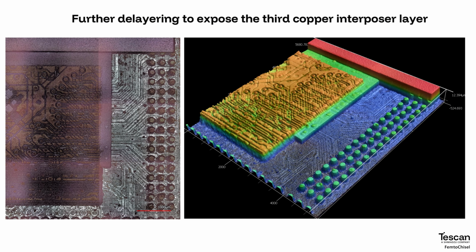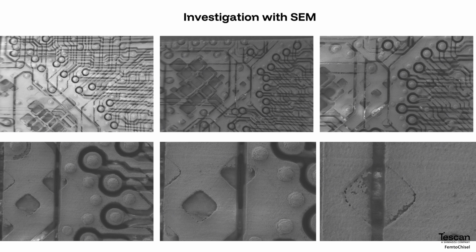Further delayering brings us to a third copper interposer layer, demonstrating continued controlled progression through multiple metallization layers. At each of these deeper levels, SEM provides the higher resolution view needed to interpret the exposed structures. Combined with the earlier computed tomography data, optical, and confocal information, these SEM images become part of a continuous multi-scale record extending from the intact smartphone to individual buried features within the package.